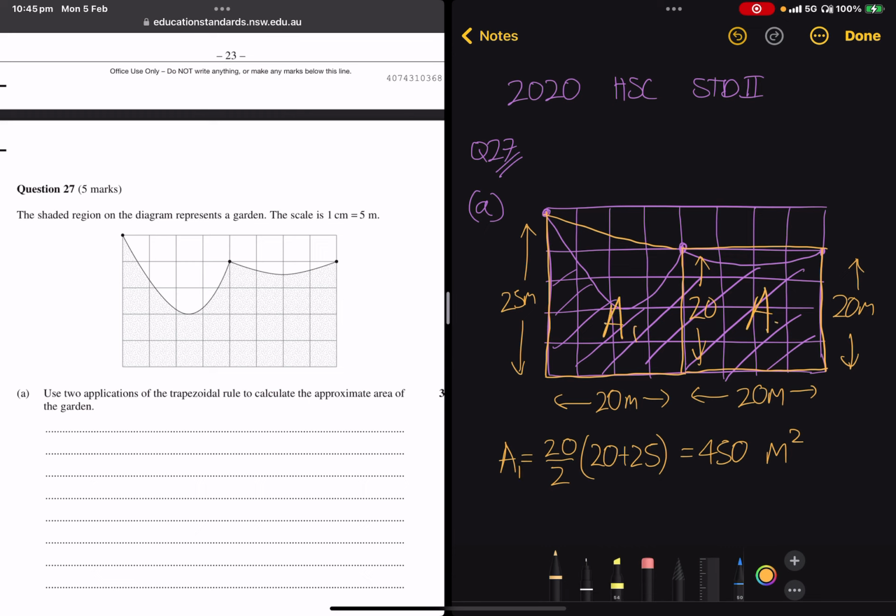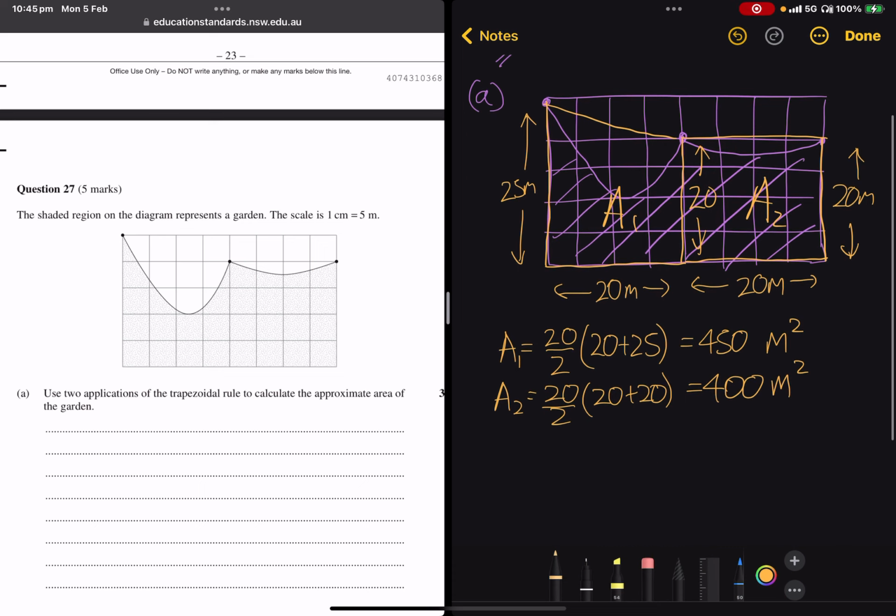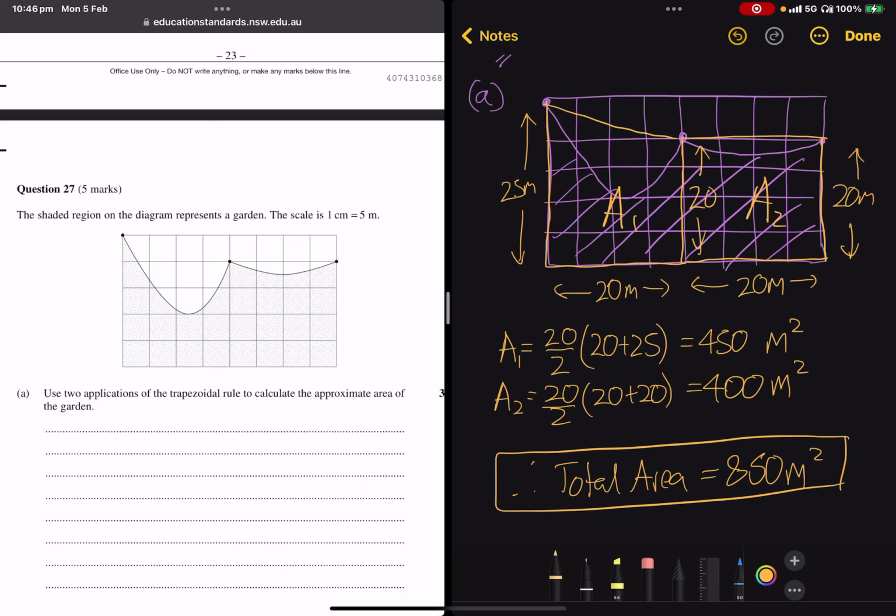And then this one we'll call area 2. Area 2 is the width, which is 20, divided by 2, multiplied by the sum of the two side heights. 20 plus 20, that's 10 times 40, that's 400. That's meters squared. So therefore, the total area is approximately 850 meters squared. And so this is how we do question 27a.